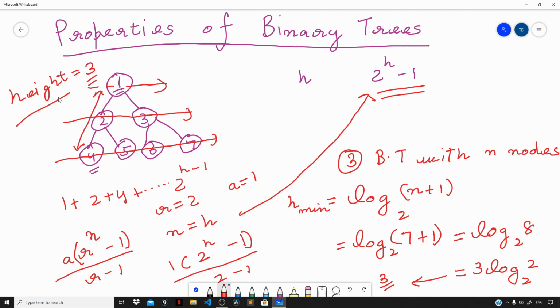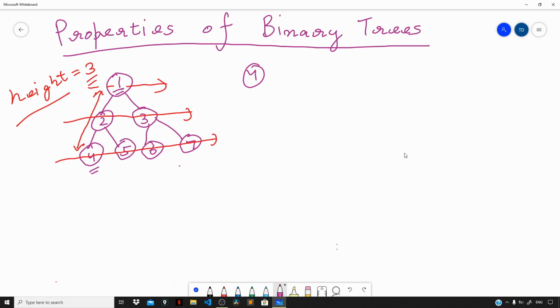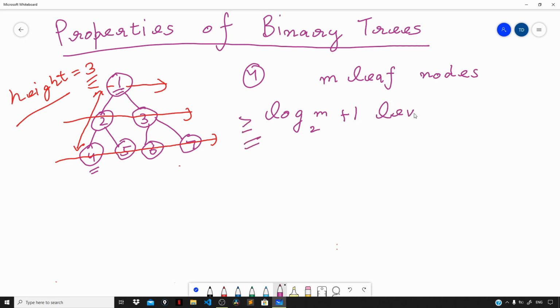Now let us move forward to the fourth property. But before that, let us clear up some space. Now the fourth property is that a binary tree with m leaf nodes will have at least log m base 2 plus 1 levels. So at least these many levels will be there in a tree that is having m number of leaf nodes. So we are talking about binary trees. So let us verify this.